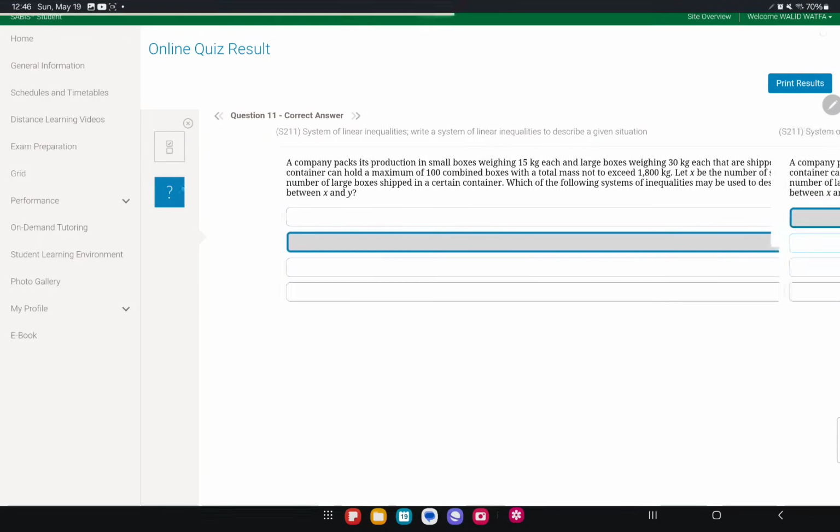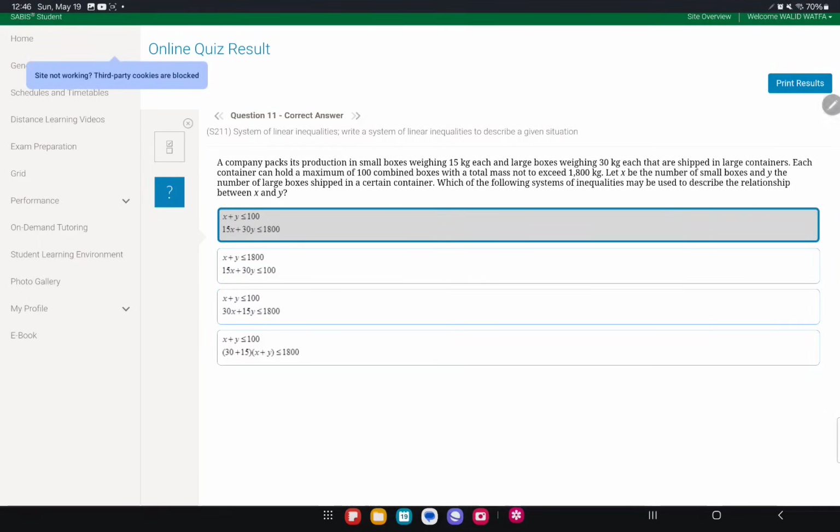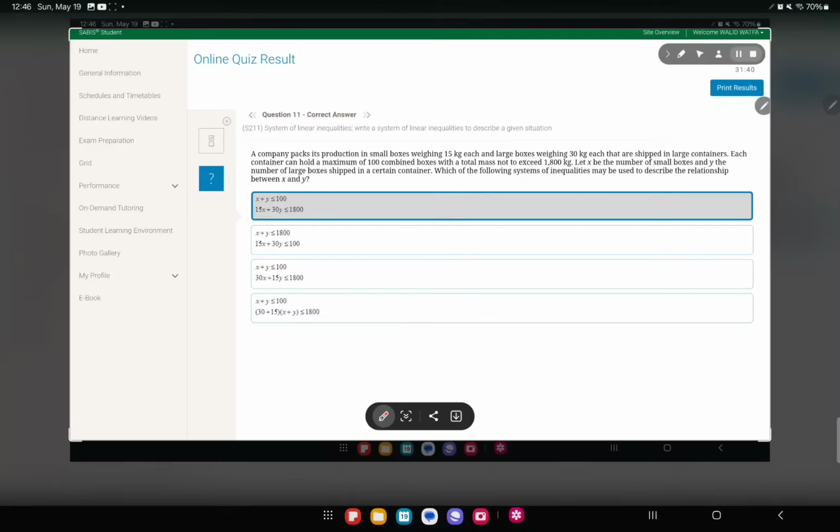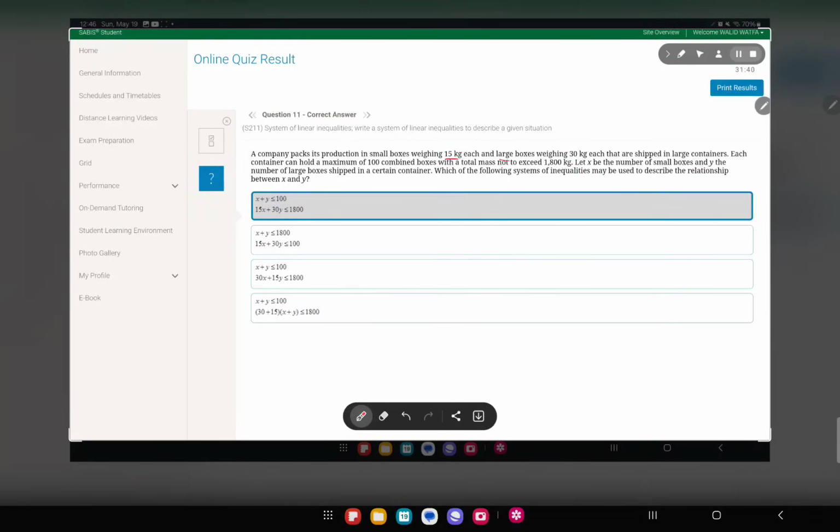Question 11. Okay, there's a lot of text, but it all makes sense. Don't worry. A company packs its production in small boxes that weigh 15 kilos, and then large boxes that weigh 30. Each are shipped in containers. Each container can hold a maximum of 100 combined boxes, with the total mass of that container not to exceed 1,800. Let x be the number of small boxes and y the number of large boxes. What is the system of inequalities?